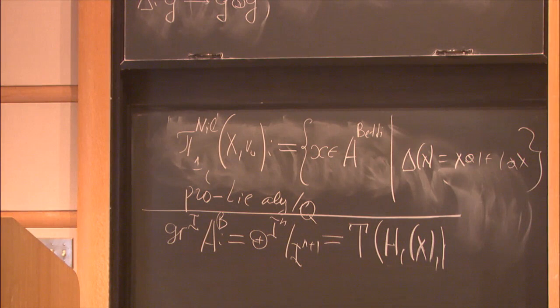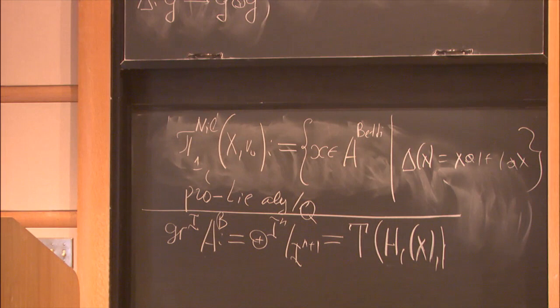So the logic is that we take this Hopf algebra, which is the projective limit of quotients of the group algebra of pi 1 by the nth powers of the augmentation ideal. Then I claim that there is a coproduct on it. First of all, it's an algebra. So there is a coproduct on this algebra, defined uniquely by the property that group elements go to G tensor G. And then you take a certain subspace inside, the subspace of primitive elements, defined by that equation.